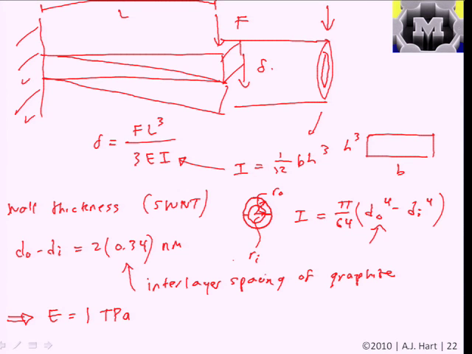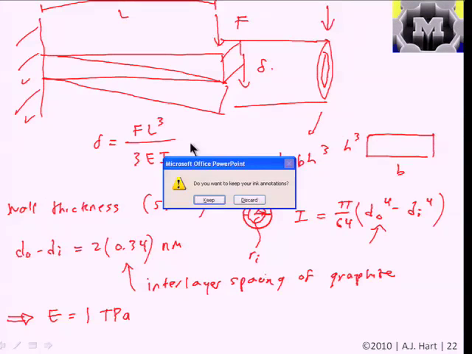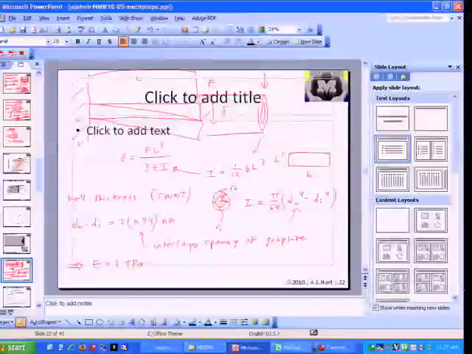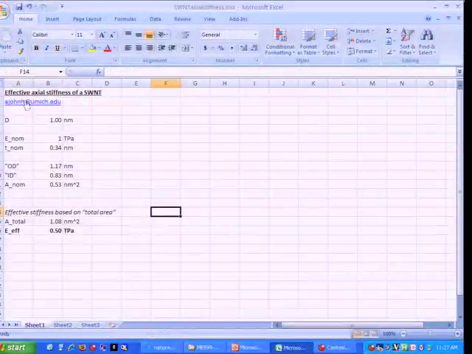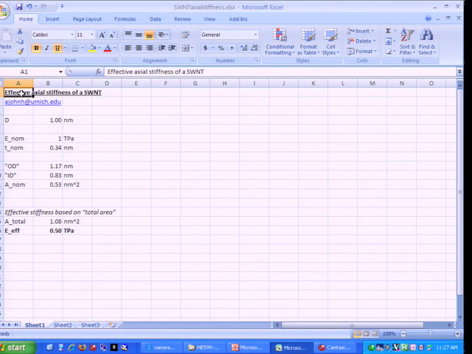This is a pretty straightforward thing to do, but I think it's interesting to see what happens if we build a little spreadsheet to calculate the effective axial stiffness or effective axial modulus of a nanotube. So if here we had a nanotube that is hollow, has one wall, and we're pulling on it in tension, people say that the stiffness of nanotubes is 1 terapascal. Well, you can't forget about the hole in the center.